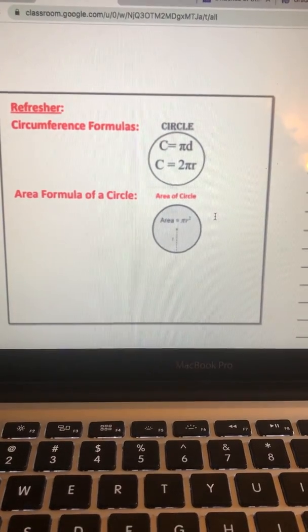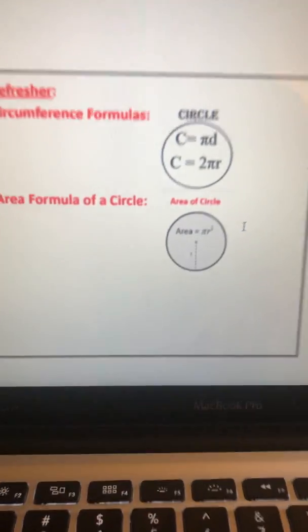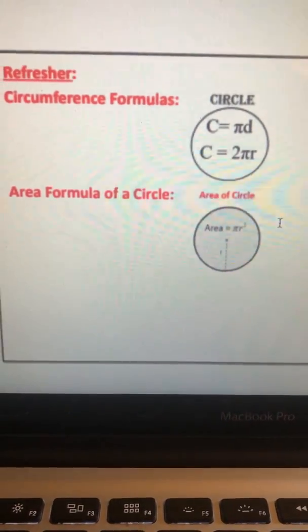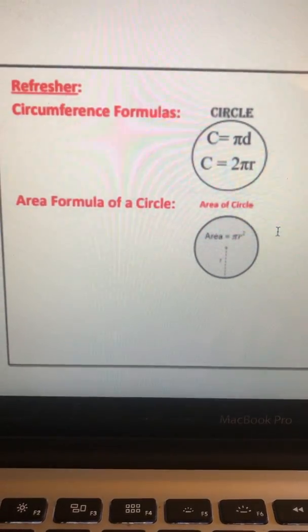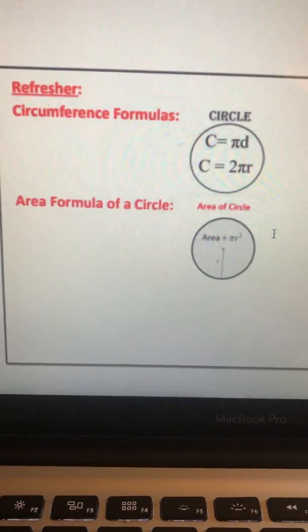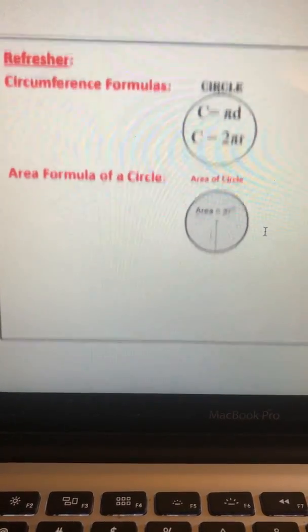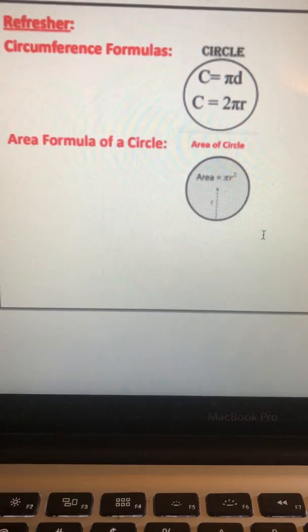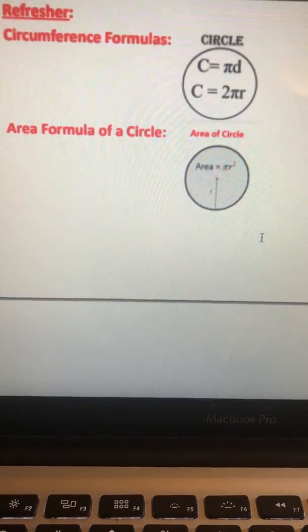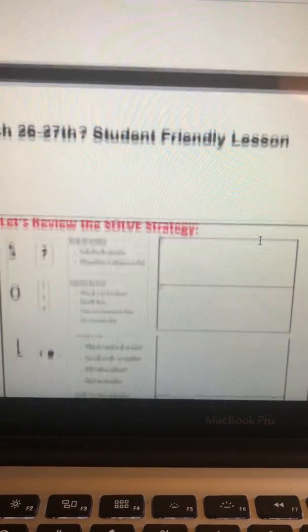Okay, then here's a quick refresher of your formulas that we've been going over daily. So circumference, you have C equals pi times diameter, and then you have also C equals 2 times pi times r. Then you have the area formula, which is area equals pi times radius squared. So just a reminder of those.